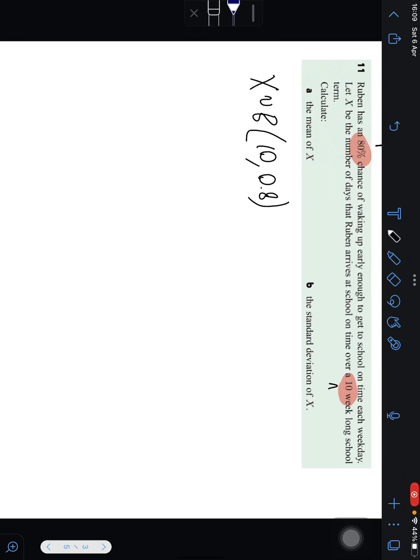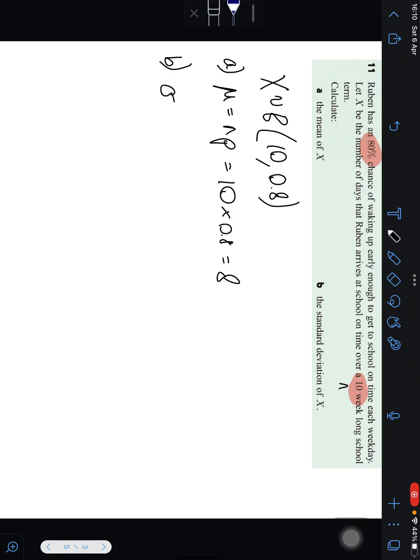Okay, so calculate the mean. These are just definitions. So the mean, or mu, in our case is np, and so that's just 10 times 0.8, which is just 8. And then part B, what's our standard deviation? Also just the definition. It's the square root of, I think it's np(1 minus p), something like that. Let me just double check it in your textbook, but it's on the formula booklet. Just double checking, I don't want to make a mistake here.